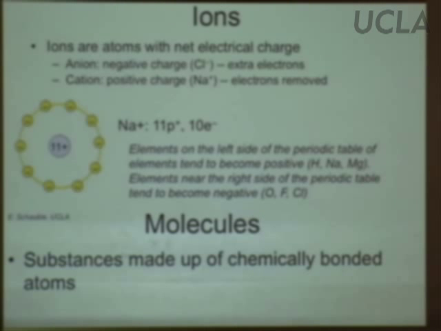You can have atoms that have a different number of electrons than protons, so they have a net charge, either positive or negative. Okay, and in fact, there are two types. There are ions that have extra electrons and therefore have a net negative charge. Okay, and we call those anions. A good example would be chloride. There are ions that have too few electrons. They've lost some electrons and therefore have an extra positive charge. Okay, and we call those cations.